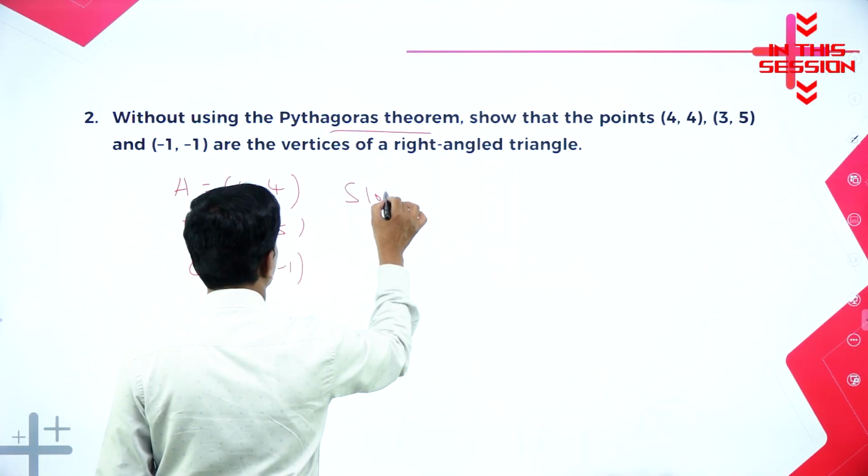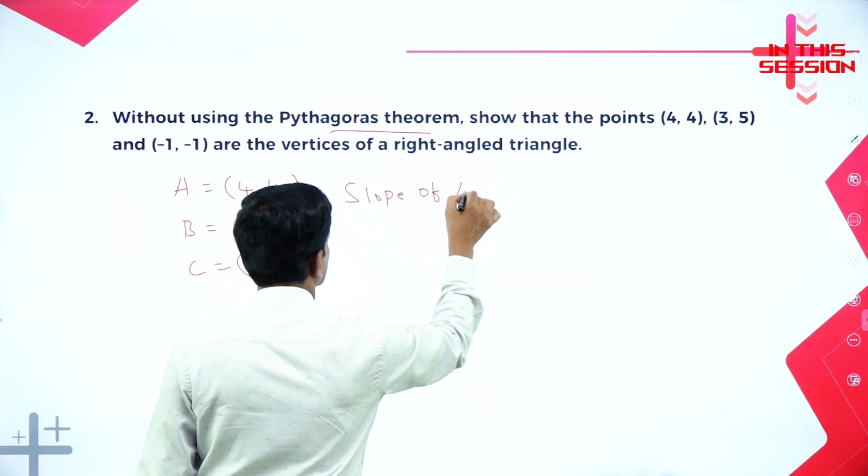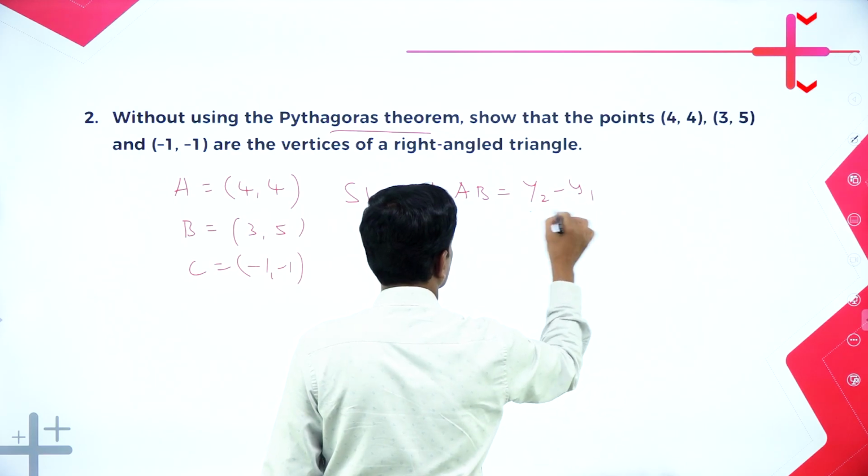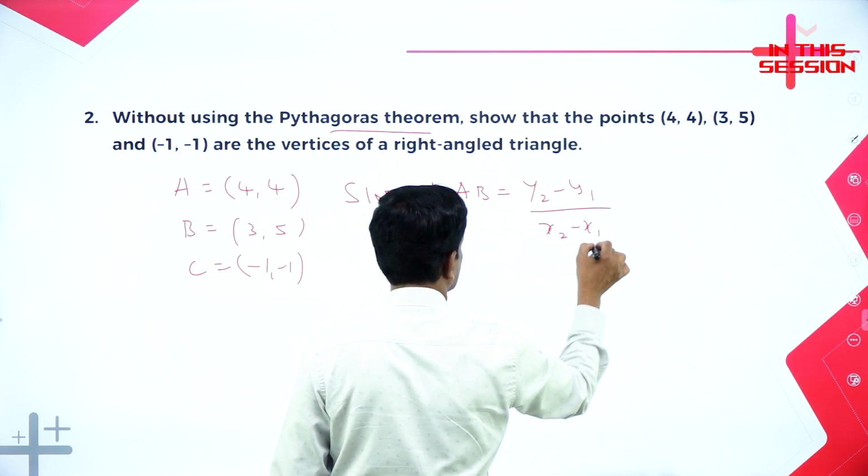Just find out slope of AB. Slope of AB. What is the formula for slope? y2 minus y1 divided by x2 minus x1.